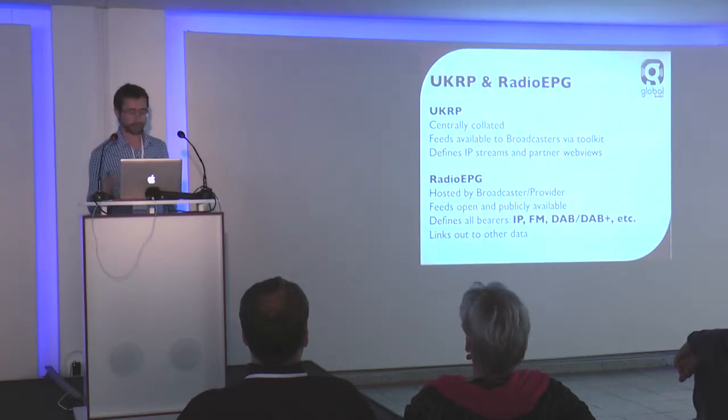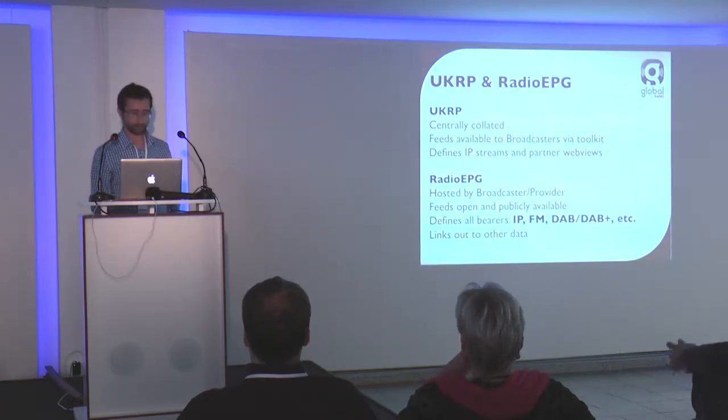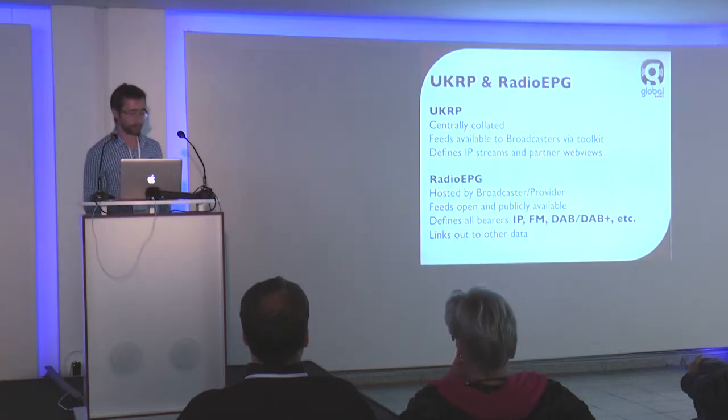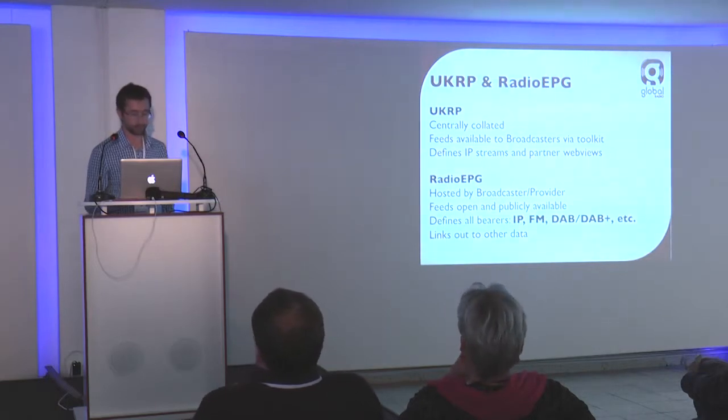And while they're all largely the same in terms of their data types, there are some important differences in the document structures and defined behaviours. For example, a short contrast here, UKRP is a centrally collated system. It enables the broadcaster to specify a web view for desktop listening and specific IP streams for mobile listening. UKRP also provides search functionality to broadcaster players and its own mobile apps.